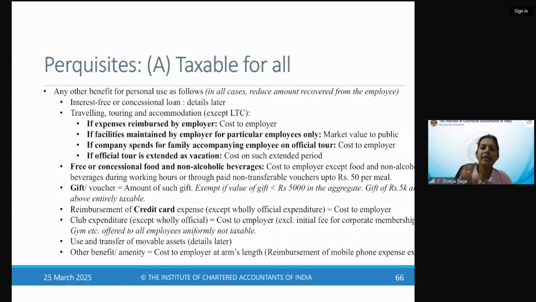The benefit in your hand is what you would have had to spend if your employer had not given it to you. Okay, market value, generally. The amount that the employer had to spend. That is generally the perquisite value, because if he had not spent, then you would have been spending. Right? Okay. Then free or concessional food and non-alcoholic beverages.